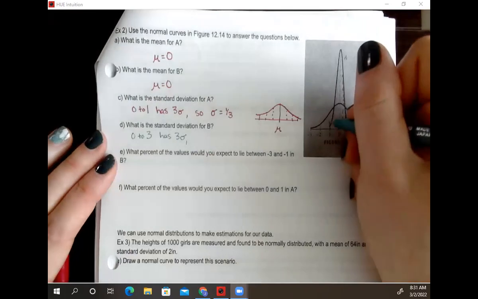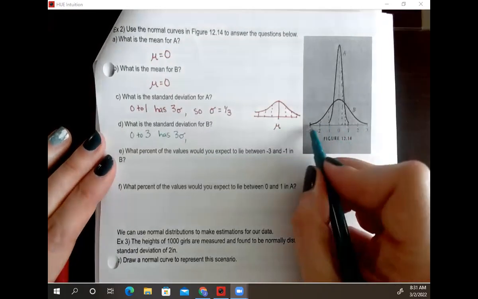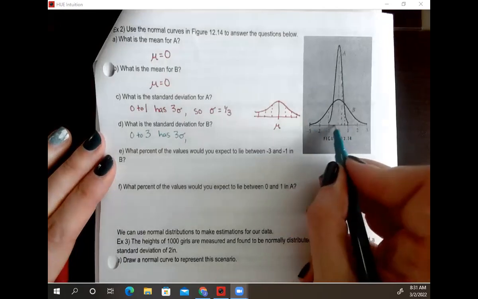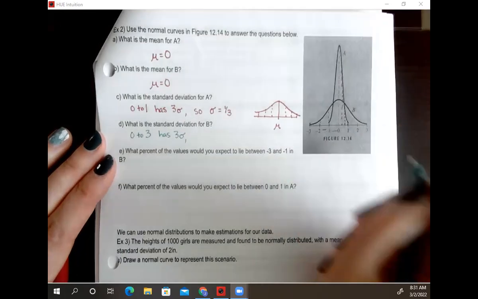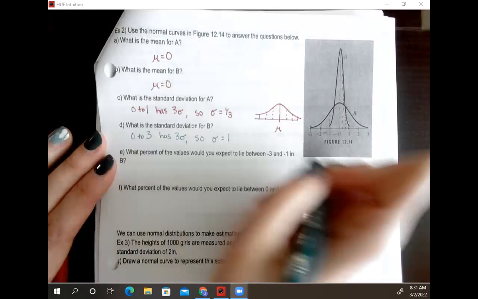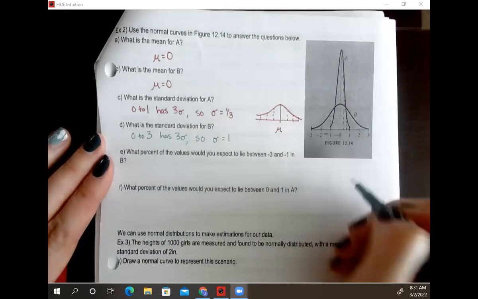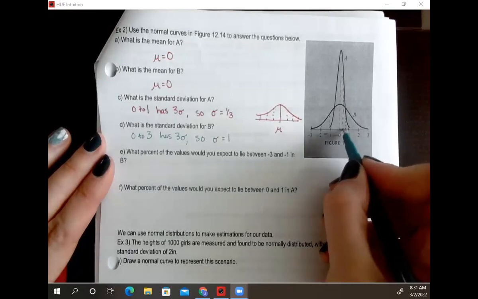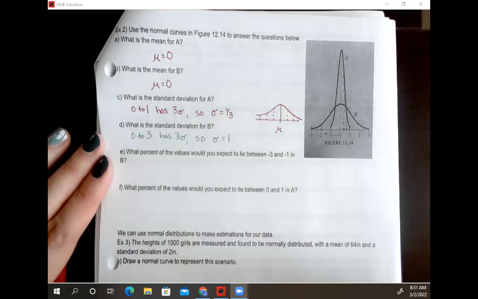But when I split it up, 1, 2, 3, this time when I break that into 3 pieces, my standard deviation, the difference between each of these sections, is just 1. So my standard deviation for B is just 1. That's what I'm looking at here. What's the difference? What's the amount between the mean and one piece up, or the mean and one piece below? What's the difference between those values?